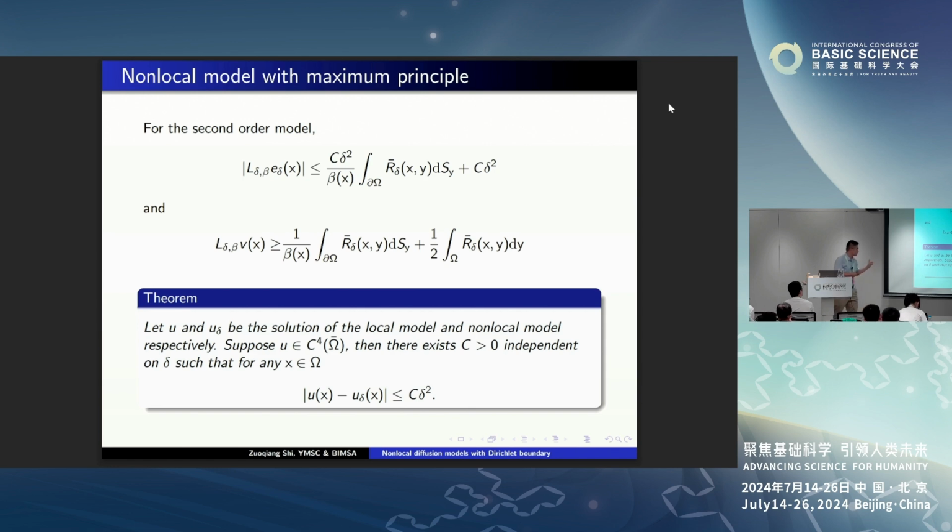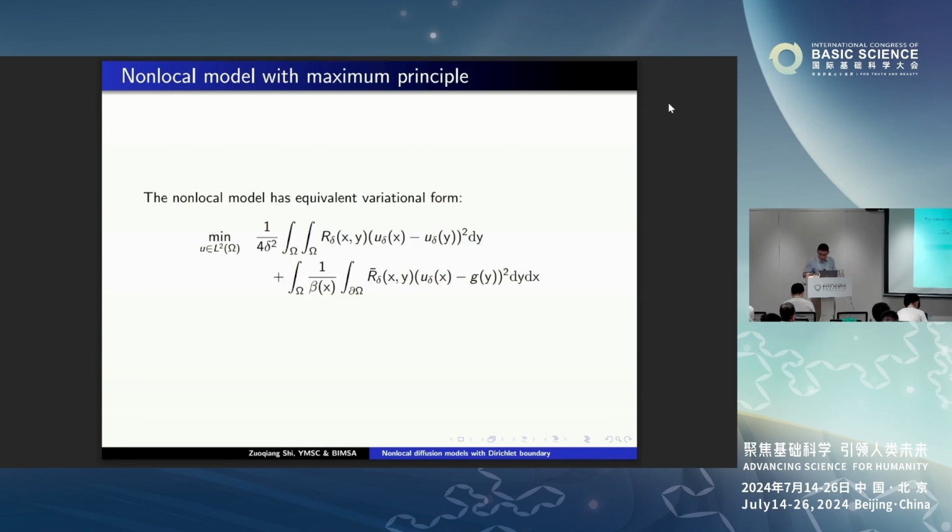So we can prove that this model has second order convergence, which seems to be perfect, which is symmetric, has the maximum principle, and also has the optimal convergence rate. Actually, this is the final model we have now. And the last one I want to mention is that these two terms also have this equivalent variational form, which means that it is symmetric. And using this variational form, we can easily prove the well-posedness of that nonlocal model.